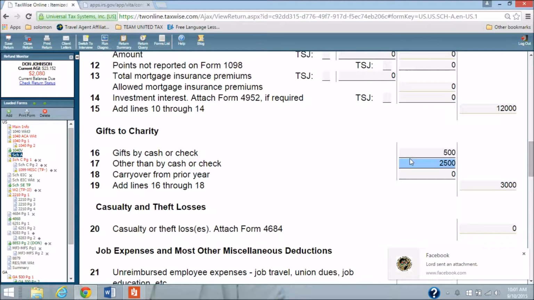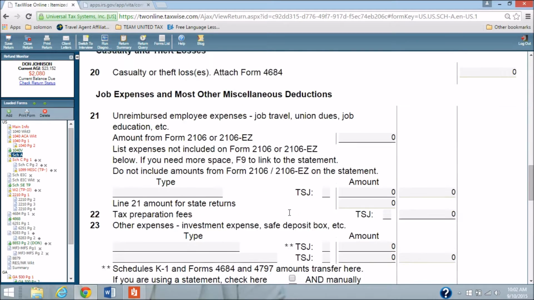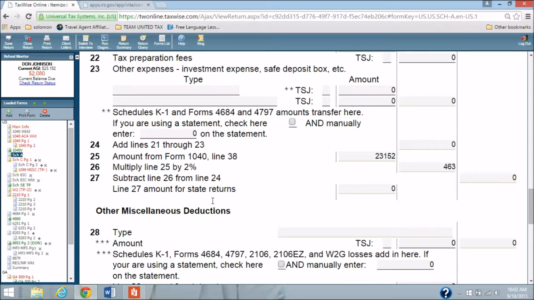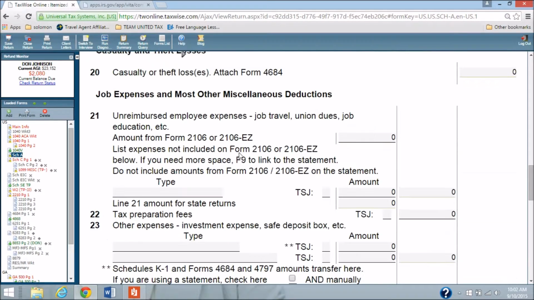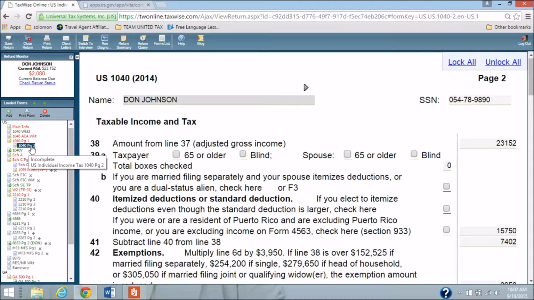Then we go down to gifts to charity. Sorry about that. Then casualty and theft and losses, job expenses, most other miscellaneous deduction. These are the ones we fill in primarily. In some cases, we go here. However, this is your Schedule A, itemized deductions. So back to the 1040, page 2. So we covered line 40, itemized deductions or standard deduction.